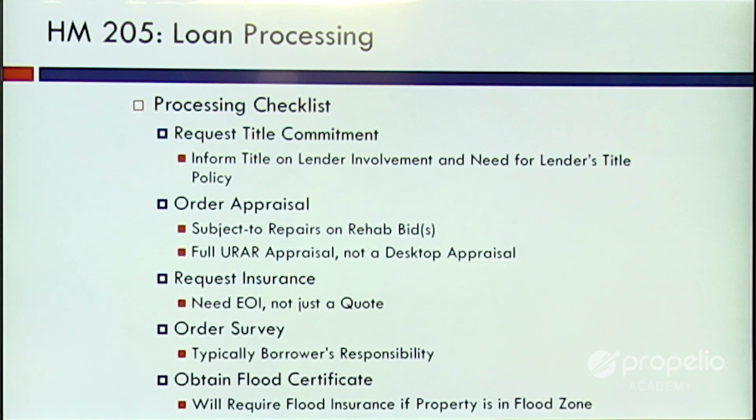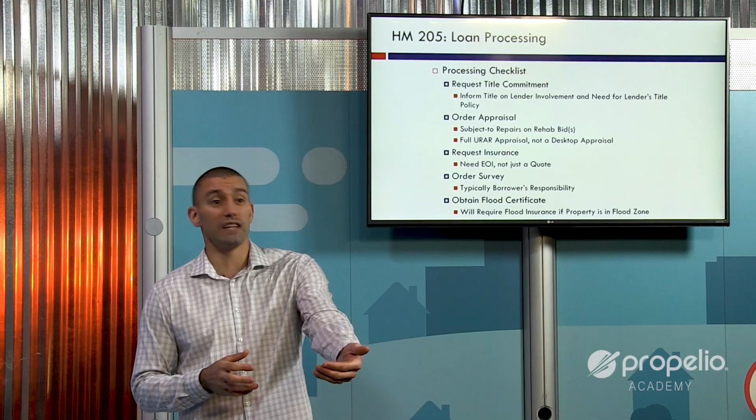They're going to request insurance. They need an actual insurance binder and evidence of insurance, not just a hazard policy quote. There's a big difference there. Oftentimes you'll just send a quote over. At least that'll give the lender your agent information, and they can actually request to bind that once everything has been finalized.